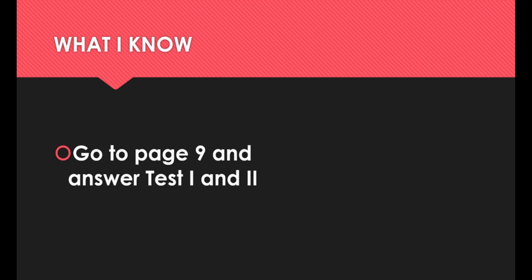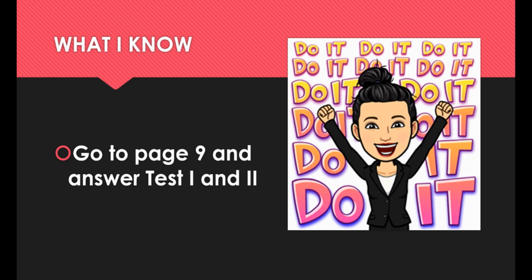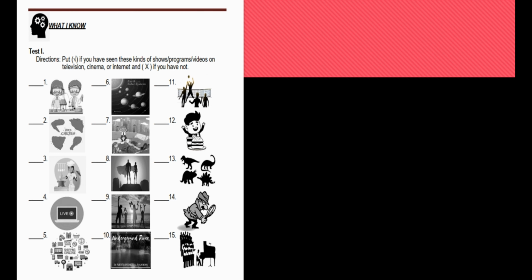Before we go on, let's see what you know about the topic. Go to page 9 and answer Test 1 and 2. In Test 1, put a check if you have seen this kind of shows, programs, or videos on television, cinema, or internet, and X if you have not. So like in number 1, have you ever seen a show or program about science experiments? You did? Then put a check on number 1. If you hadn't, then put an X. Again, remember to write your answers in your activity notebook.